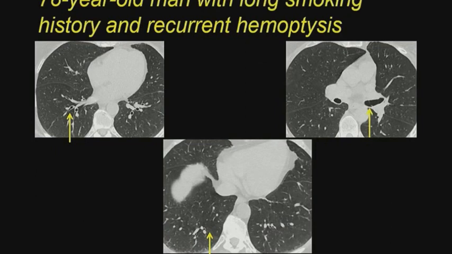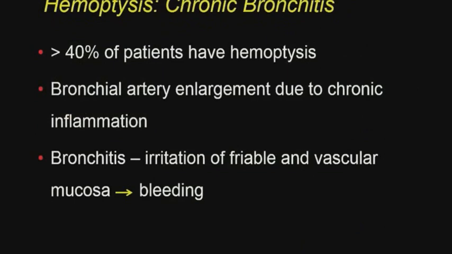Another patient, a 78-year-old man with a long smoking history and recurrent hemoptysis, real patients, real histories, very similar findings. Secretions, thickening of the airways, and some areas of air trapping. So typical patients with chronic bronchitis and hemoptysis.